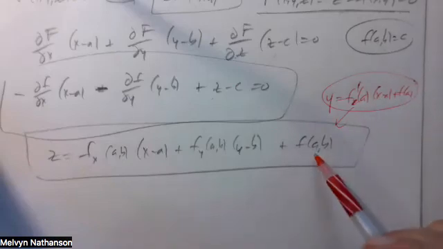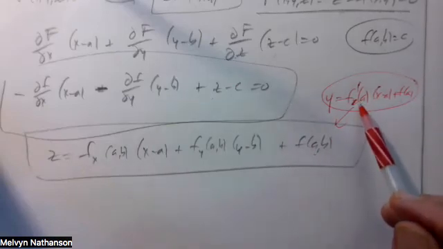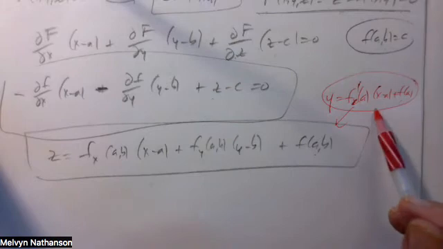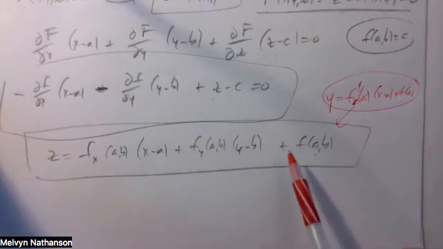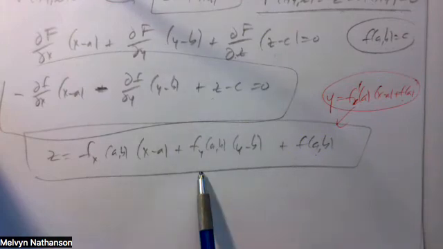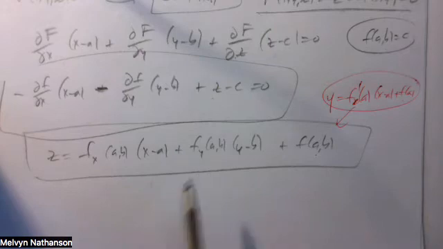Instead of f at a, it's f at (a, b). We have two derivatives, with partial of f with respect to x and with respect to y. And this corresponds to exactly these two factors. So this is the equation for a tangent plane in its second form.